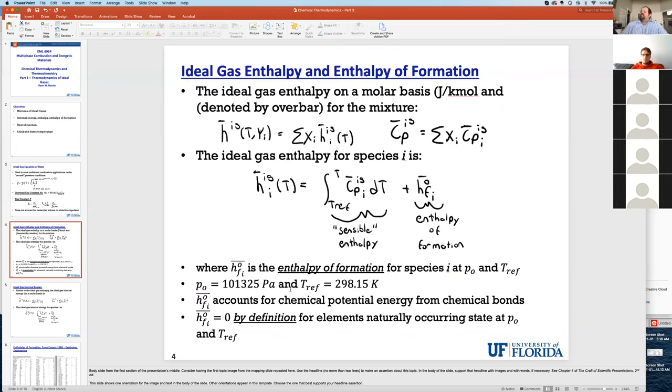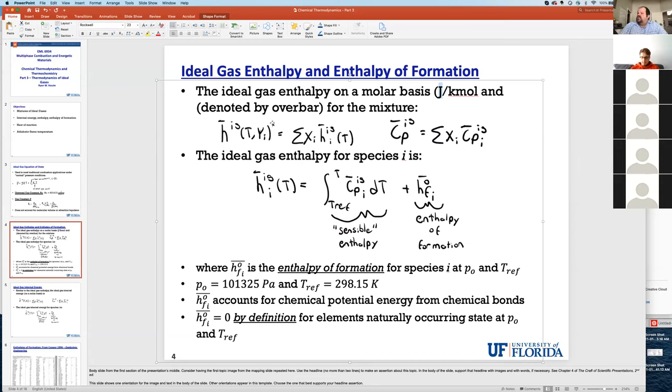Okay, then from your thermodynamics, if you remember, there is the internal energy and the enthalpy. For the ideal gas, I'm going to use a superscript IG to distinguish the real gas enthalpy from the ideal gas enthalpy, and the reason I do that will make much more sense in the next slide. The ideal gas enthalpy on a molar basis, properties that have a molar basis will have an over bar, so this would be a joule per kmol or a joule per mole rather than a joule per kilogram.